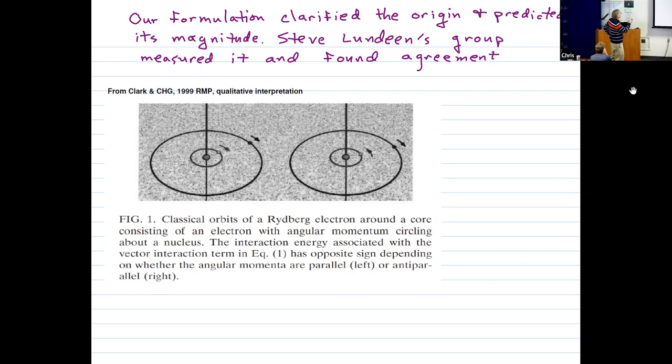So that's all. Maybe I'll just say that Steve Lundeen's group measured this by looking very carefully at spectra of Rydberg atoms. Neon was one of his first, and later others, and basically found agreement with the predictions that came out with this long range theory. So that's all I wanted to say about this weird term, but I just wanted to show you how you can tackle problems like this by treating the radius, or another problem, maybe a different coordinate.